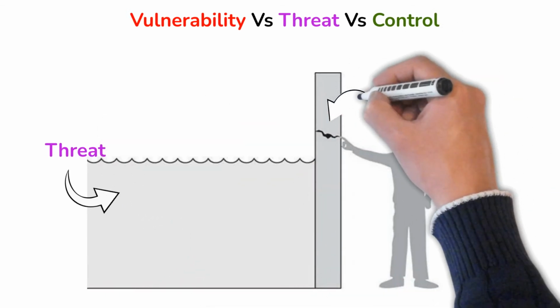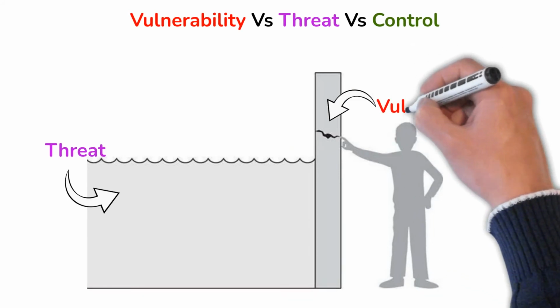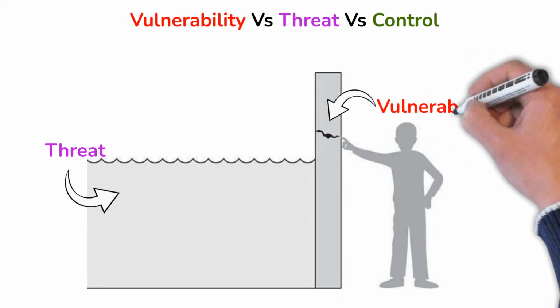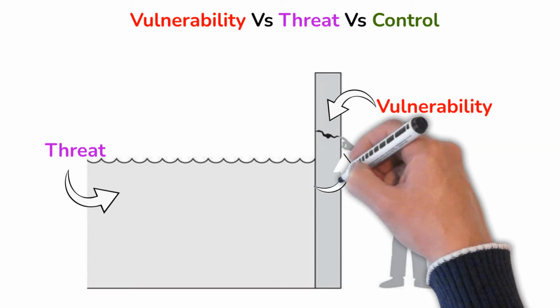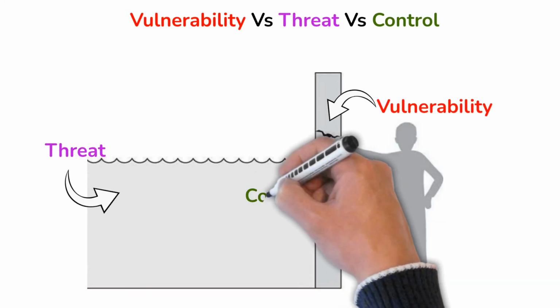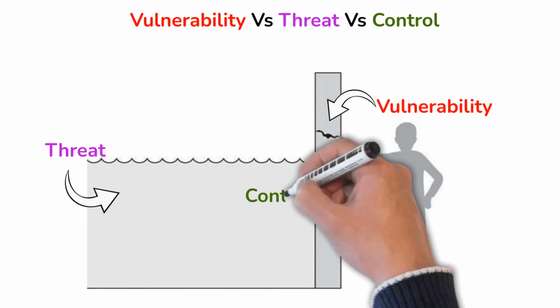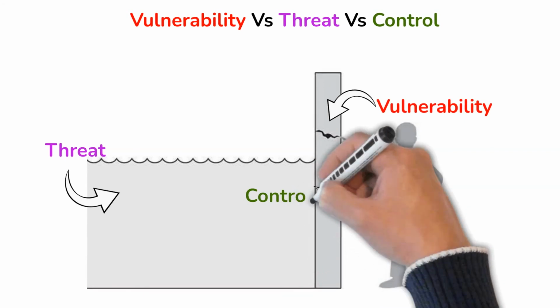However, we can see a small crack in the wall, a vulnerability that threatens the man's security. If the water rises to or beyond the level of the crack, it will exploit the vulnerability and harm the man. Control refers to the means by which we plug those cracks or repair the wall. I hope now you got an understanding of these 3 definitions.